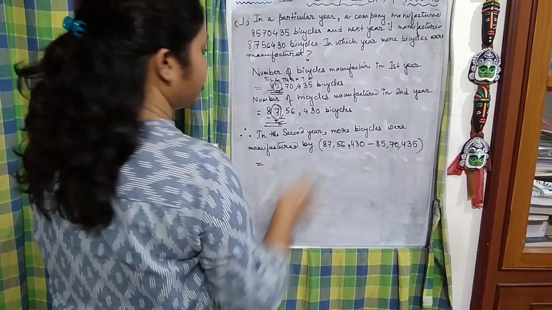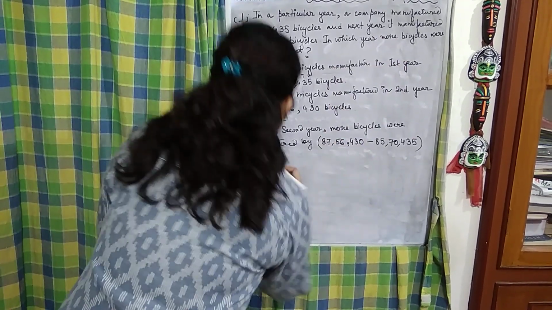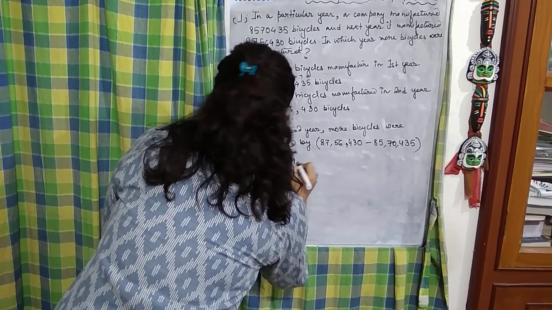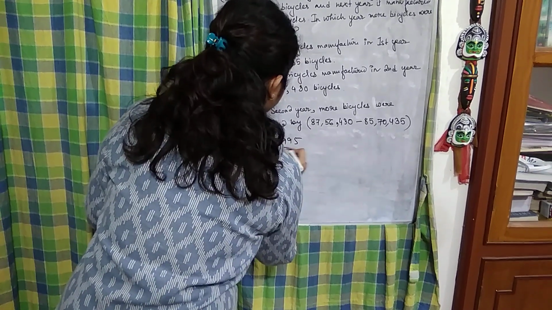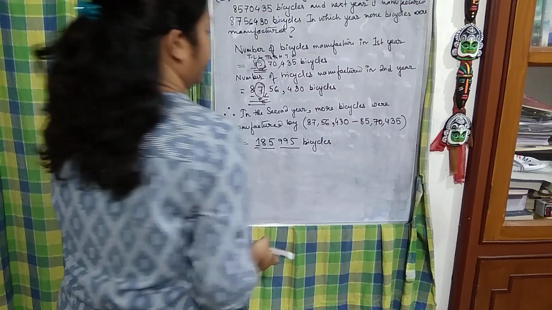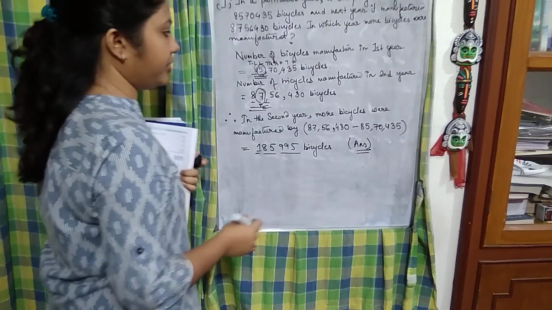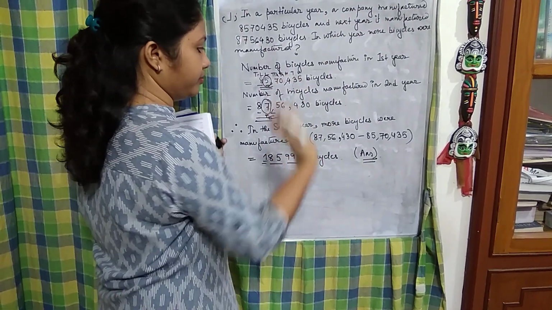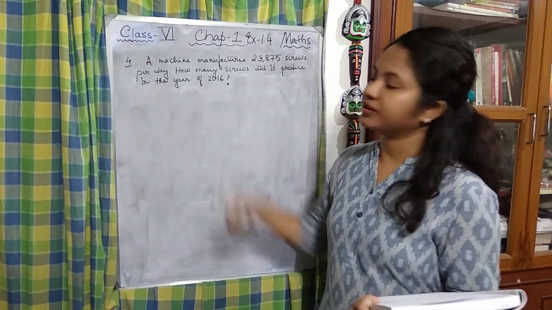That gives a big number. You can put it in a column and then find the answer. No problem with that. That will give an answer of 1,85,995 bicycles. So this is the answer, and you have to write the answer separately. I haven't written it. So this is how we find out how many more bicycles have been manufactured and in which year.